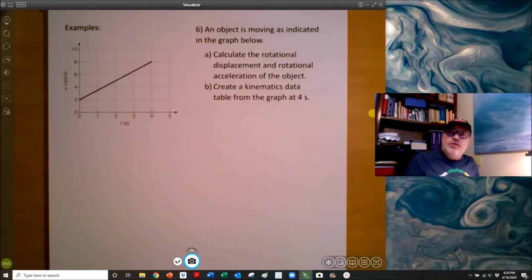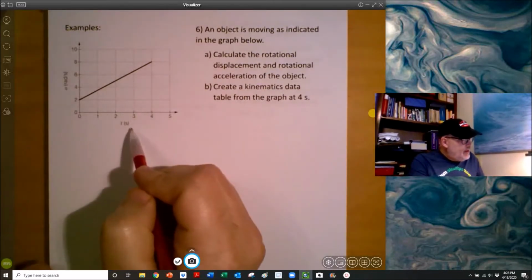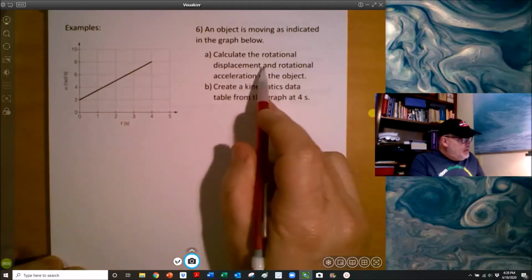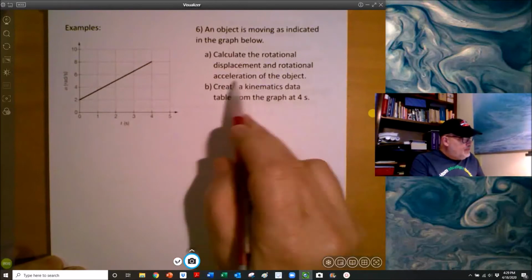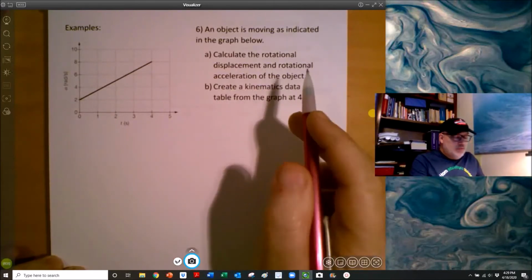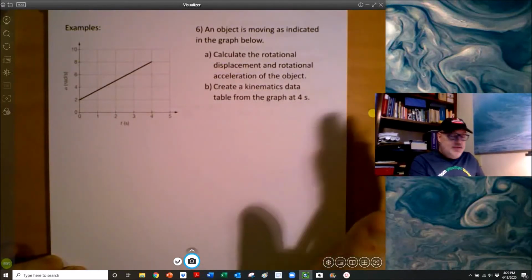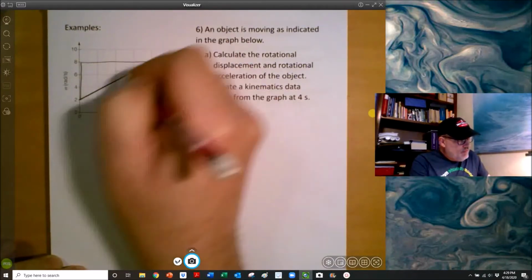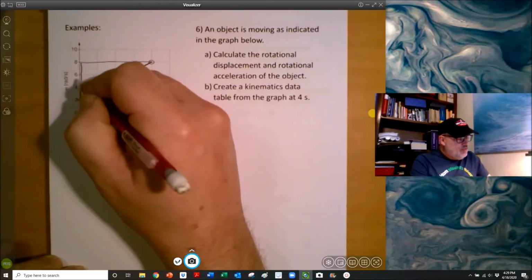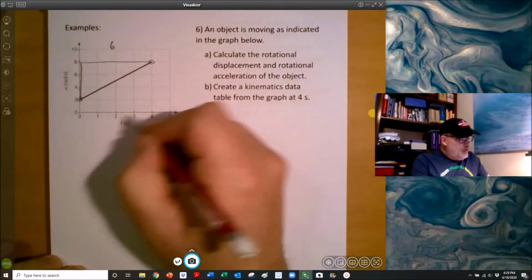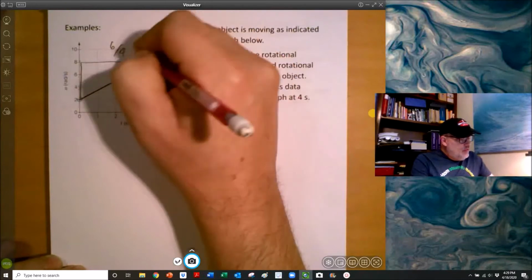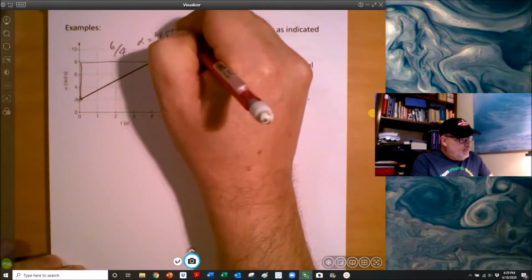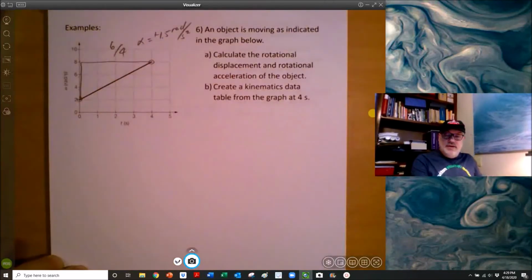In question 6, we're looking at an omega time graph. So this is a rotational velocity graph versus time. It says to calculate the rotational displacement and the rotational acceleration. Well, let's do acceleration first because that's a slope and that's easier for most people. So our slope will be from here to here. I have two easy points. That's a rise of 6 over a run of 4. So that means alpha would equal a positive 1.5 rads per second squared because that's our slope.